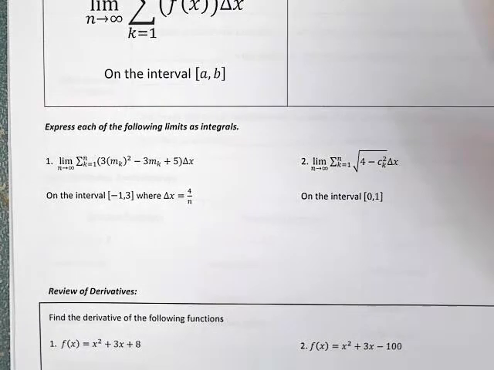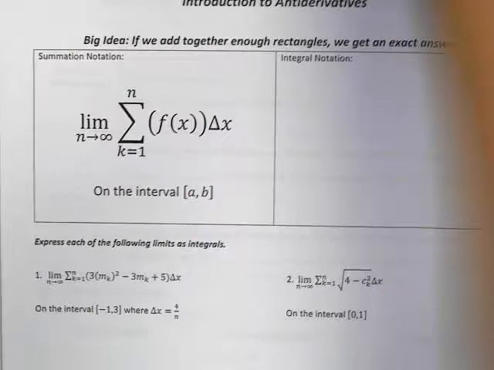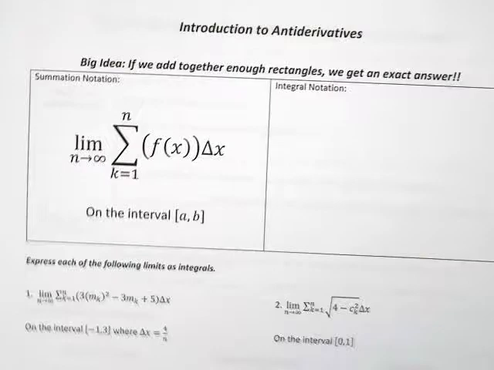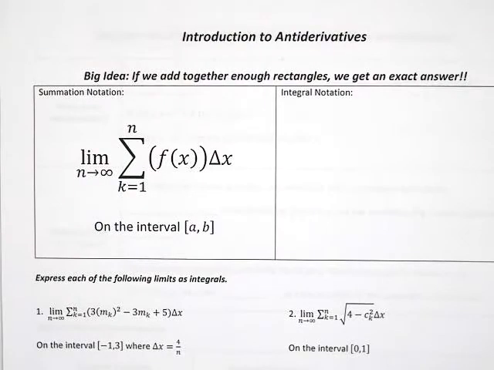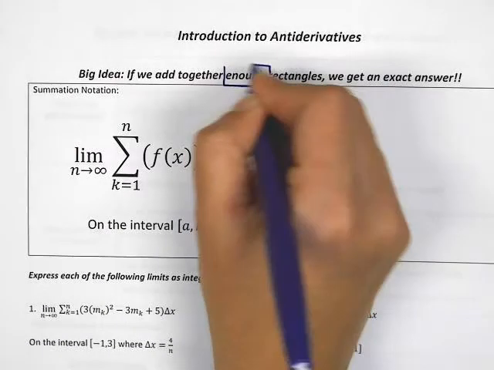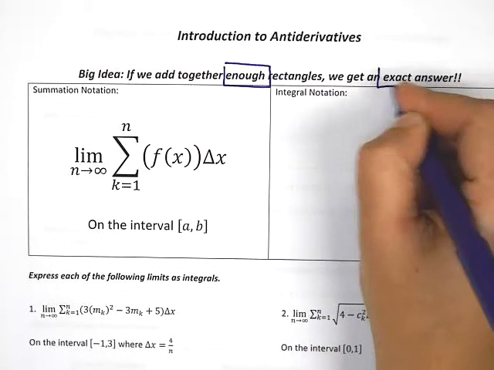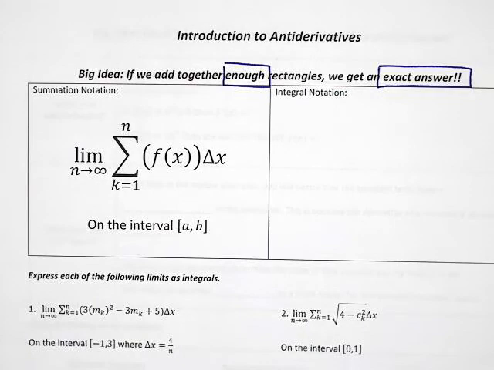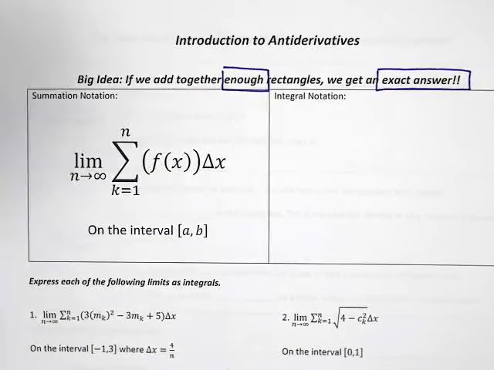Alright guys, so in today's video what we're going to do is start to make some connections between estimating our areas using Riemann sums and trapezoidal rule and being able to get exact answers. So the big idea of the first part of today's video is that if we add together enough rectangles, we get an exact answer. We saw this in our Desmos activity where we increased the number of subintervals, and the more subintervals and rectangles we made, the better our estimate got.